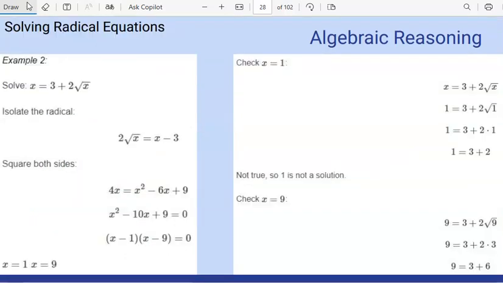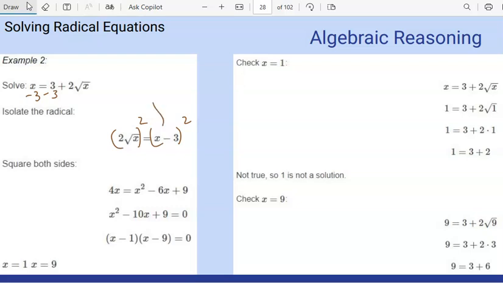Example 2. Solve x equals 3 plus 2 square root x. The first thing you want to do is isolate that radical. Subtract 3 from each side. Rewrite it. Let's square each side. So 2 times 2 is 4, and then square root x times square root x is just x.